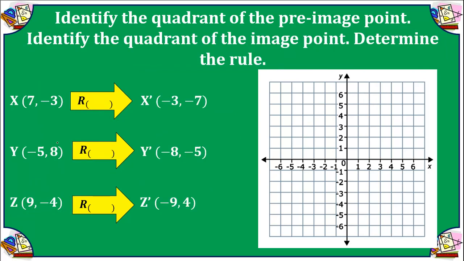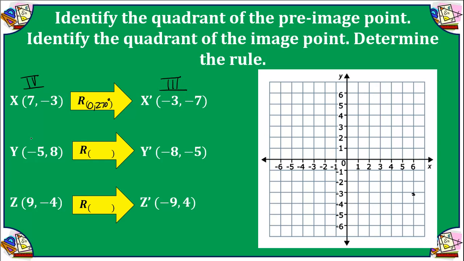Okay, this time we are going to write the rule. So we started out at 7, -3. 7, -3 is quadrant 4. It's down here. We are going to end up with negative, negative, and they did switch places. So that means we are going to end up going 270 degrees counterclockwise and end up in quadrant 3.